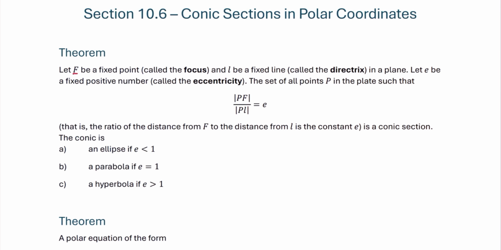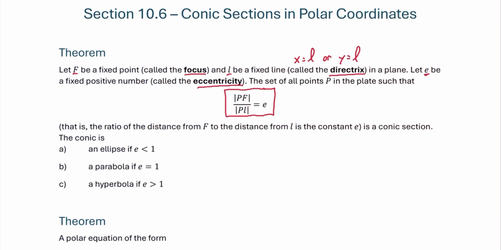F is going to be a fixed point called the focus, and L is a fixed line called the directrix. Here we can have x equals L or potentially y equals L depending on the situation. And E is a fixed positive number called the eccentricity. The eccentricity E is defined here. Essentially, it's the ratio of the distance from F to the distance from L. That is your E, or eccentricity.